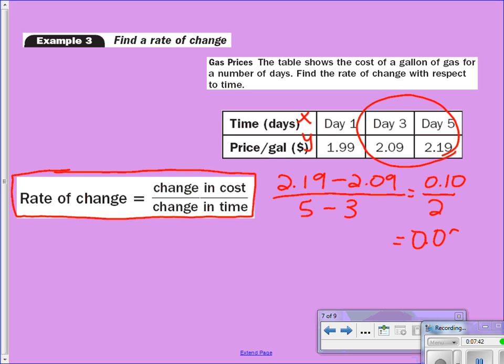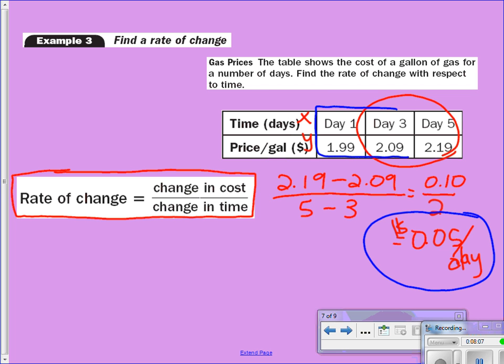5 cents. But because this has a label and a meaning behind it, we need that it's 5 cents, and we say per day. 5 cents per day. And this would be your answer. Your rate of change is 5 cents per day. It should be the exact same if we did the other one, because the difference between day 1 and day 3 is also 10 cents, and the difference is also 2 days. You'd get 5 cents per day again.